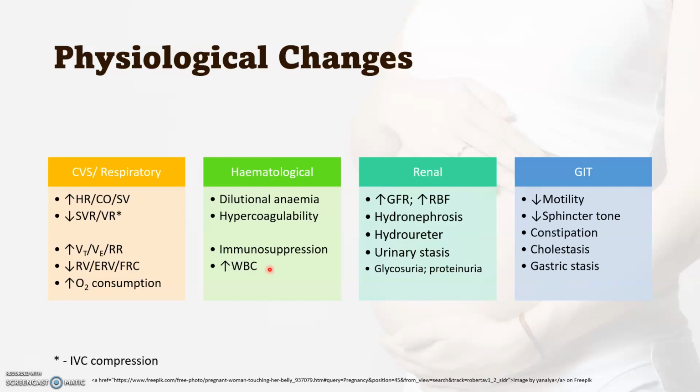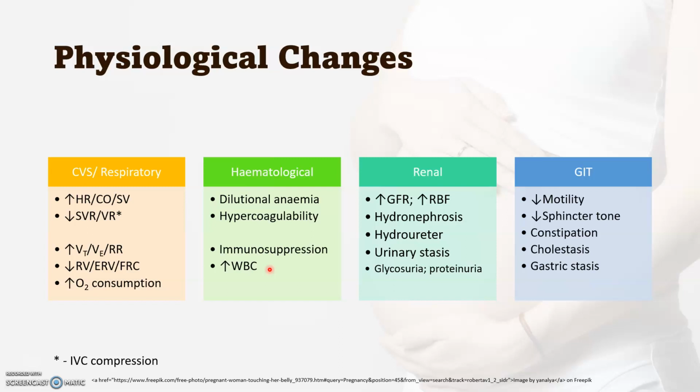The effects of progesterone on the smooth muscle of the ureter and compression from the enlarged uterus can cause hydronephrosis and hydroureter, as well as urinary stasis, which may predispose to urinary infection. Because of the increased glomerular filtration rate, patients may also experience glycosuria, and there's also an increased risk of proteinuria.